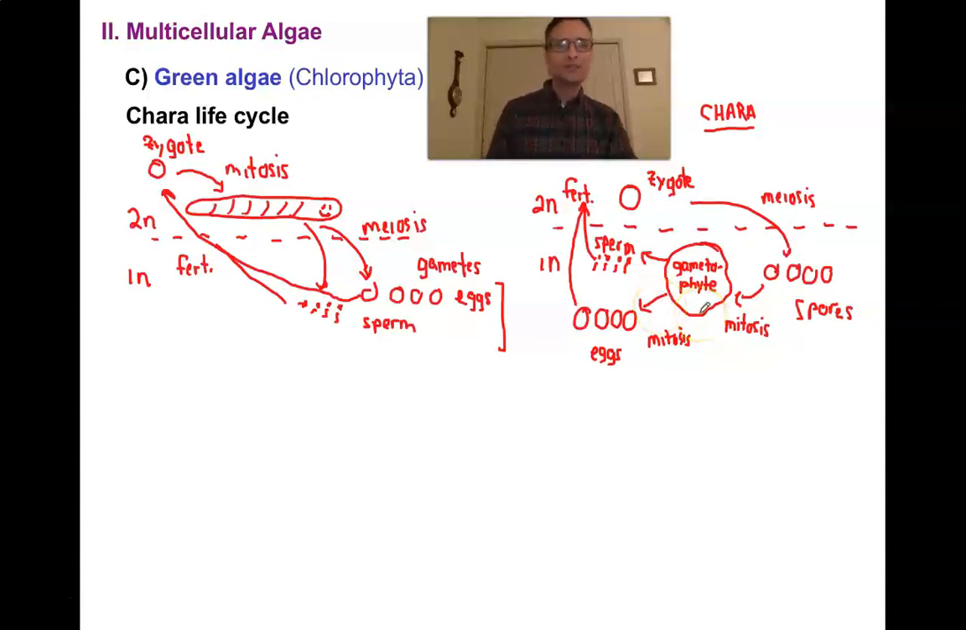So what are we going to call it? Well, Chara is sort of like a plant, so we're going to call it a plant. That's the phyte part over here. Now, what does this plant produce? Well, it produces gametes, so we're going to call it a gametophyte.